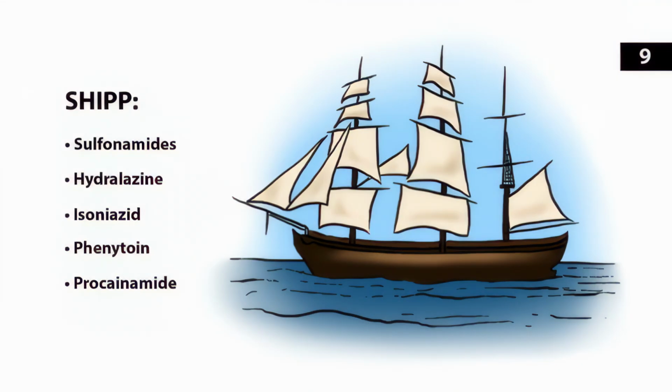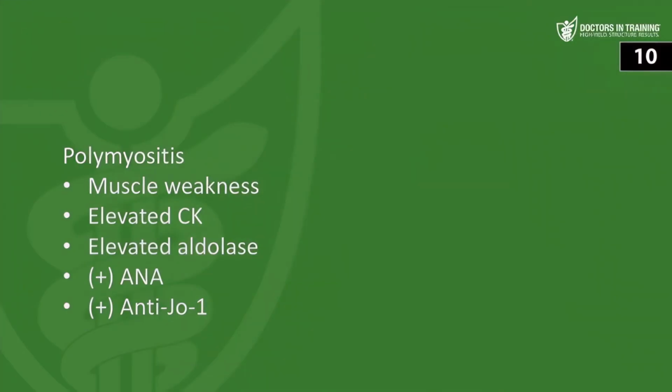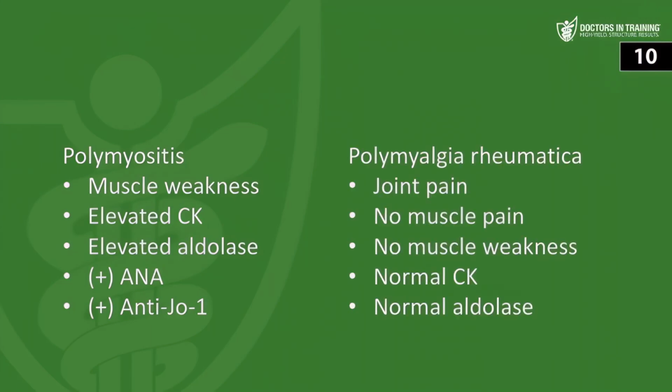What drugs are known for causing drug-induced lupus? Remember the mnemonic SHIP, S-H-I-P-P. Sulfonamides, hydralazine, isoniazid, phenytoin, and procainamide. What are some of the characteristics of polymyositis that distinguish it from polymyalgia rheumatica? In polymyositis, there is muscle weakness as well as elevated CK, aldolase, ANA, and anti-Jo1. In polymyalgia rheumatica, there is joint pain but no muscle pain or weakness. And since there is no muscle inflammation, CK and aldolase will be normal.